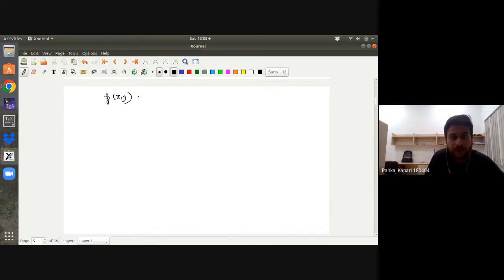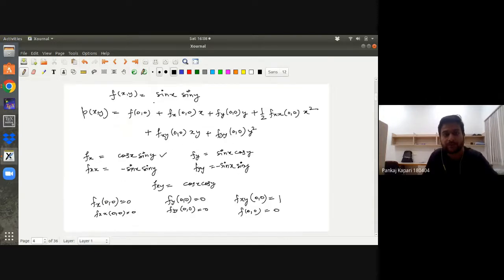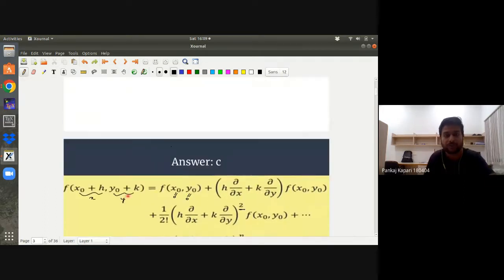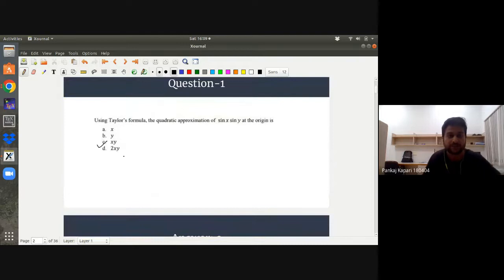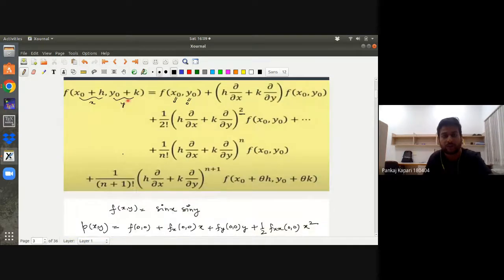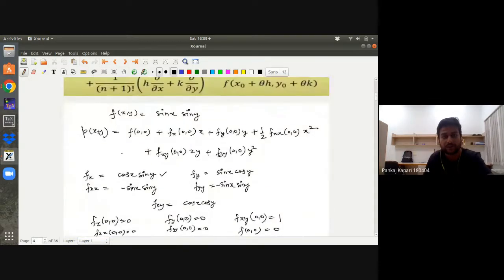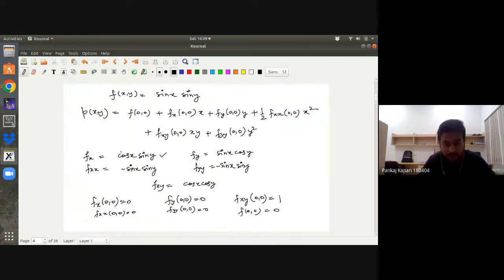So what will be Pxy? It is simply xy, right? Because only this particular term survives and everything else is 0. So option C is correct. Okay, you can all note down this particular solution of this problem if you want, then we can move again.